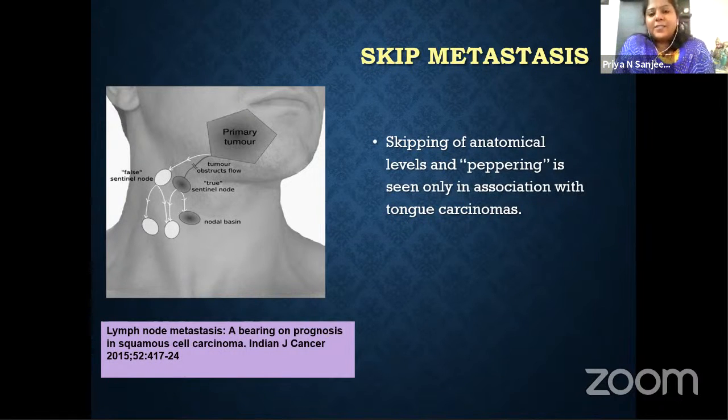Occult metastasis, when clinically we are not able to identify the nodes, which are not palpable, but on resection, in the grossing specimen, in the neck dissection specimen, if we try to see the positive nodes, it is occult metastasis. And so that will change the stage migration. So that is the significance of occult metastasis.